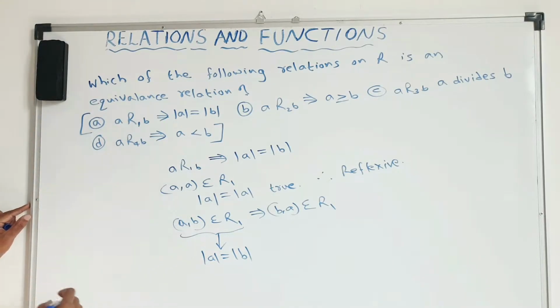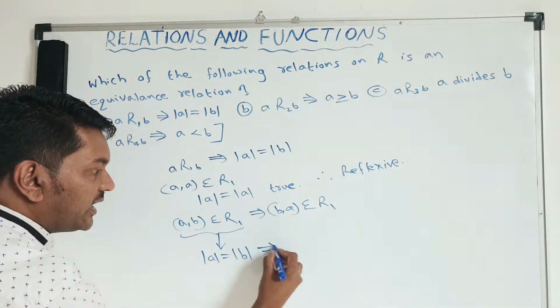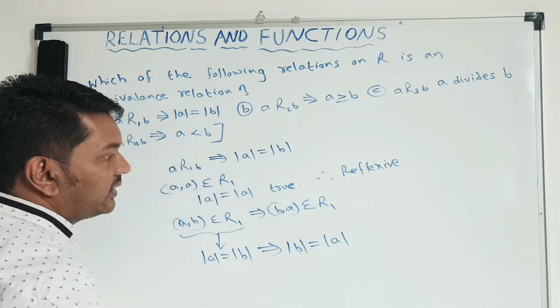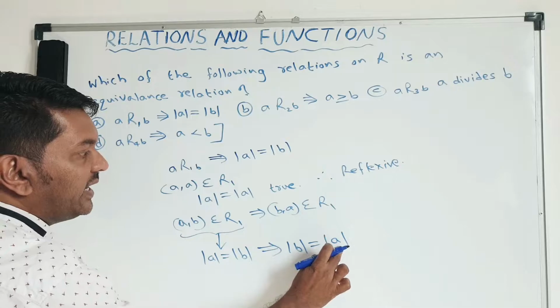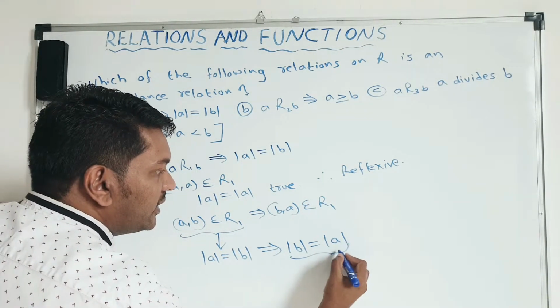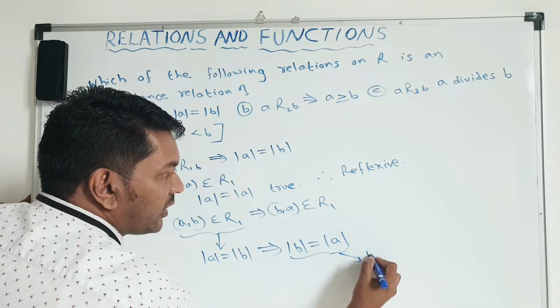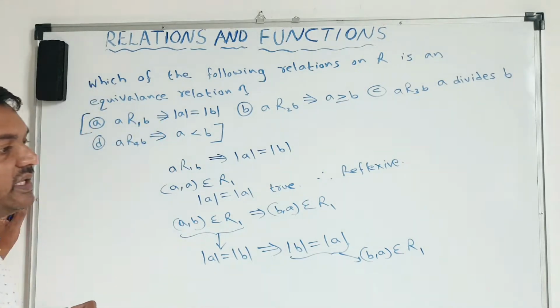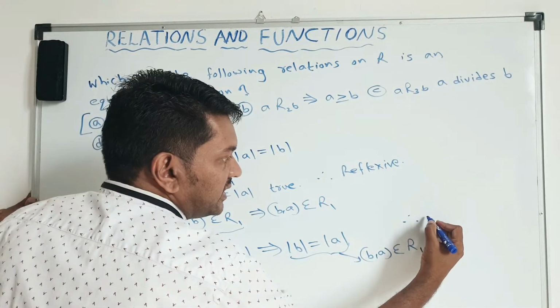From here I can write, if |A| is |B|, I can write |B| also equal to |A|. If |B| is |A|, then B is related to A. So from here I can write (B, A) belongs to this relation set R1. Therefore, it is symmetric.